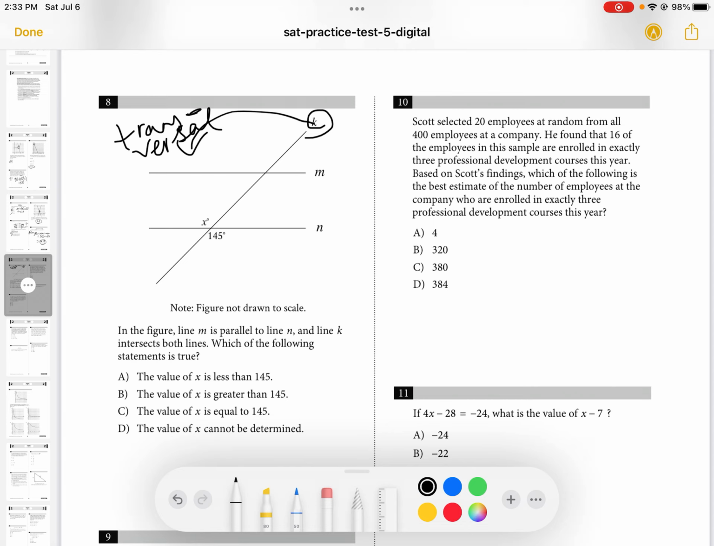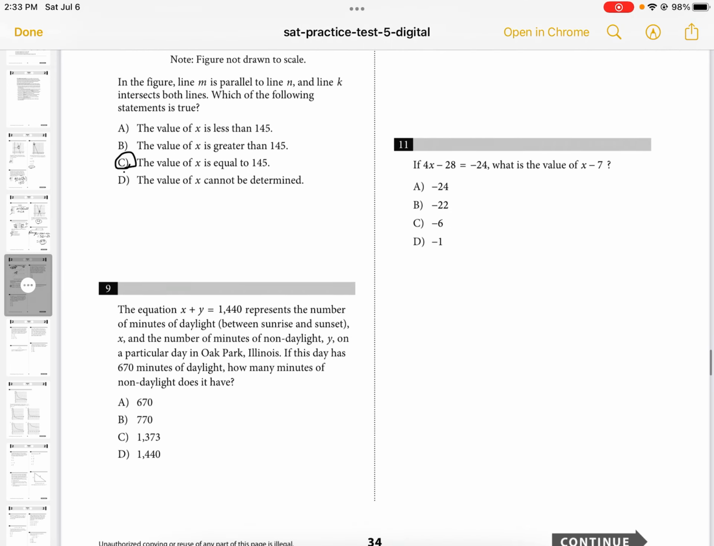So which of the following statements is true? Okay, so all of these statements involve x. So let's find the measure of angle x. Well, by the vertical angle theorem, angle x is 145 degrees. So our answer is C. Angle x is 145 degrees. And we move on.